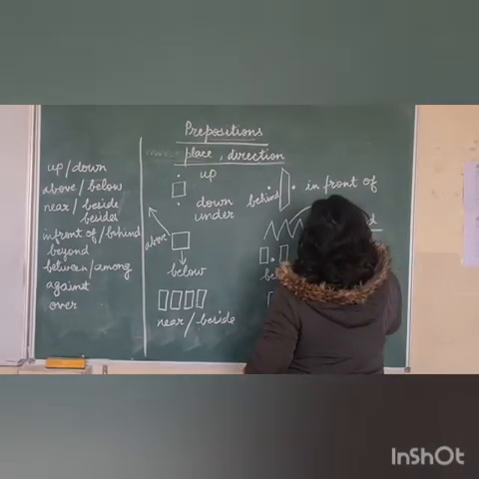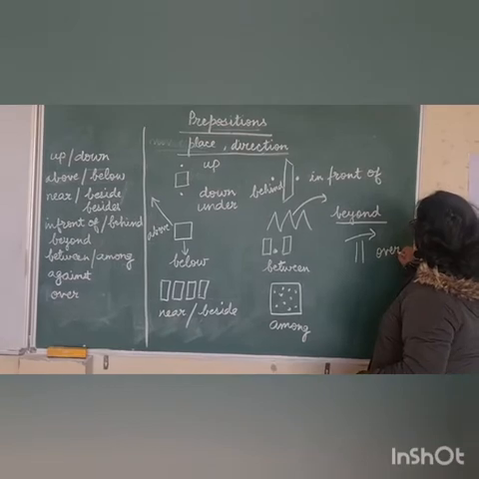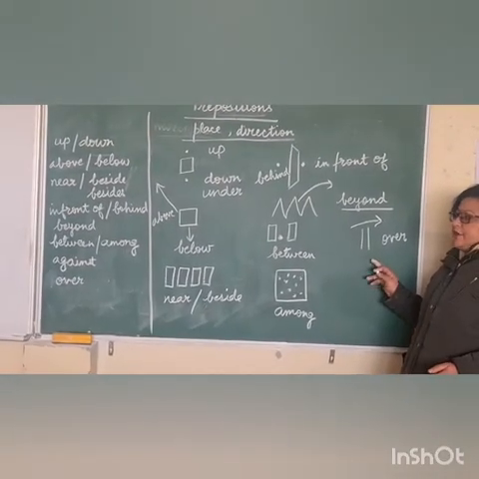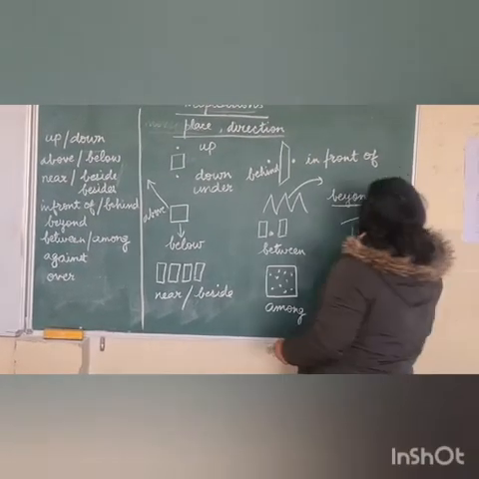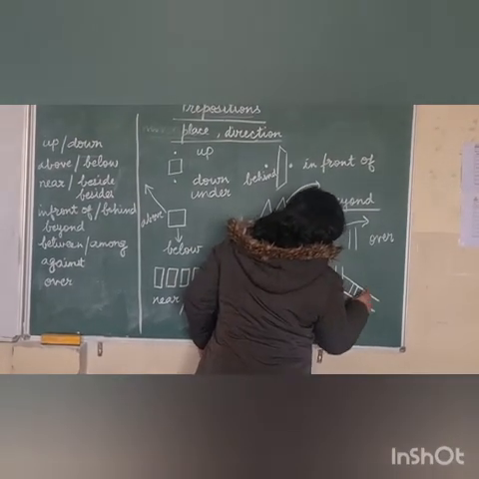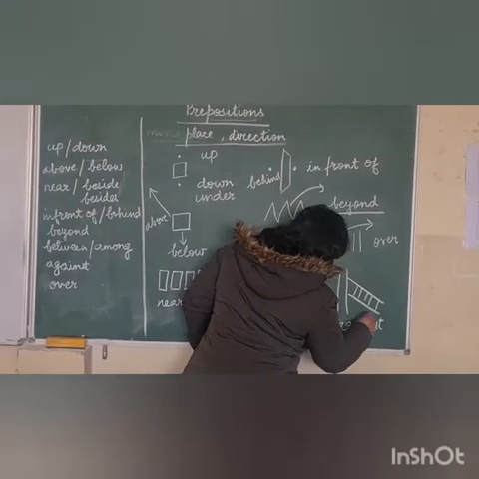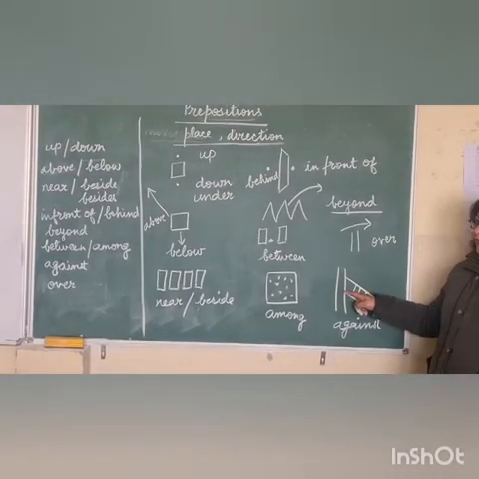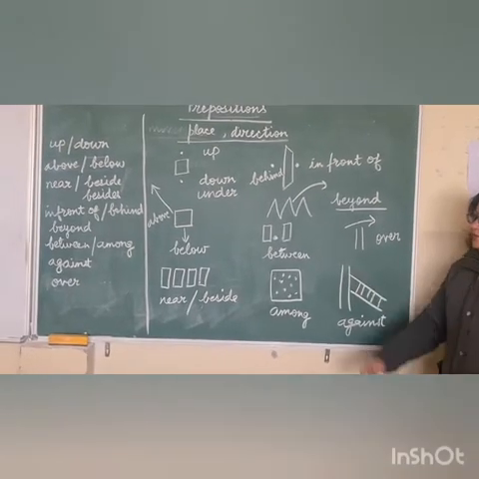If something is placed over something, then we can say over. There is a bridge over the river. If there is any support, we can say against. Right? We can say there is a ladder against the wall.